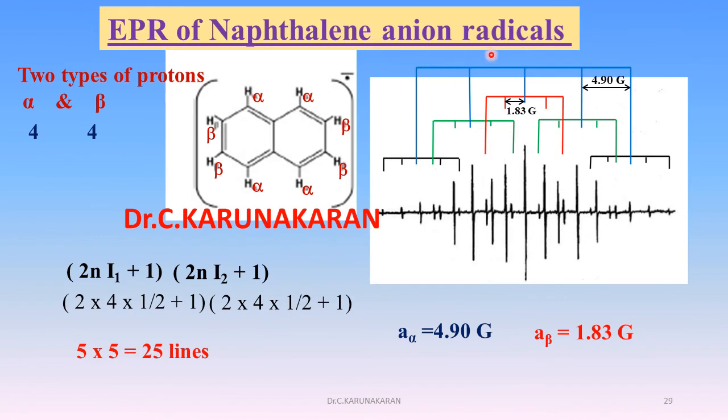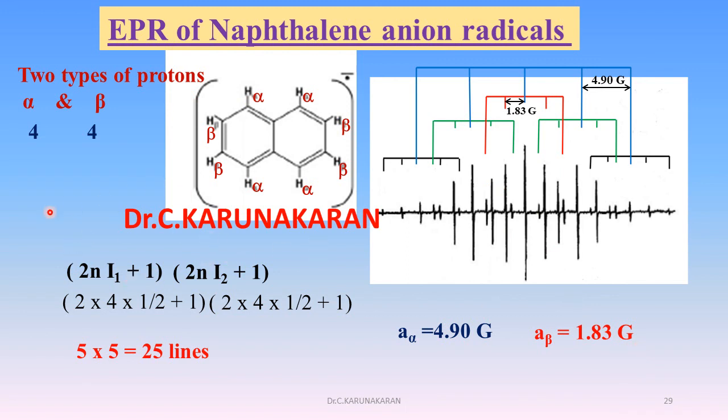Let us now see naphthalene anion radical, similar to benzene anion radical. Here there are two types of protons: 4 alpha protons and 4 beta protons. Therefore, they have different chemical shift as well as different coupling constant. For example, the hyperfine coupling constant A for alpha proton is 4.9 Gauss, A beta is 1.83 Gauss. The unit for hyperfine coupling constant is Gauss, whereas for J it is Hertz.